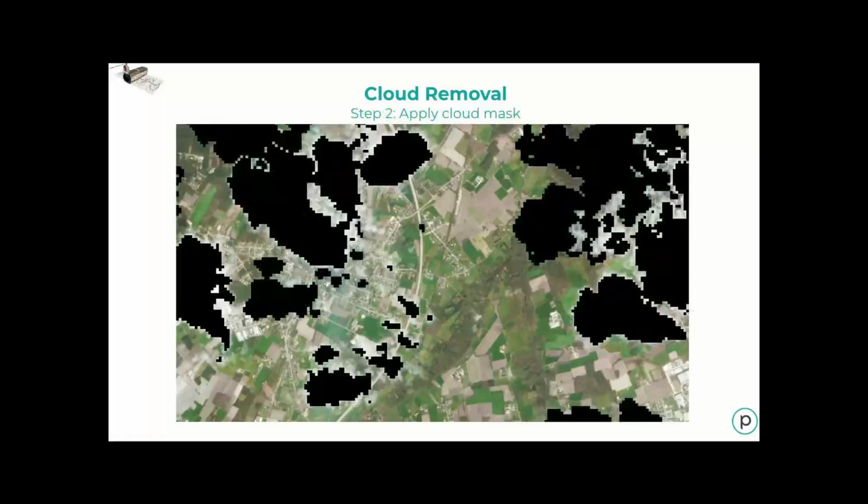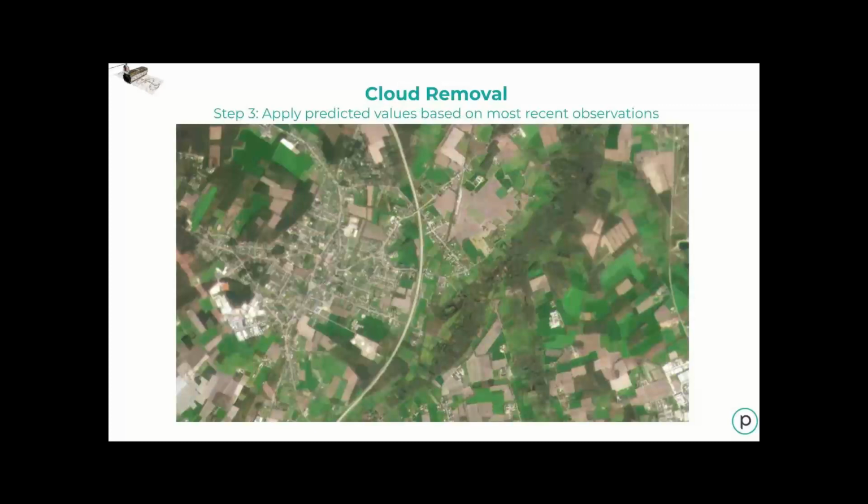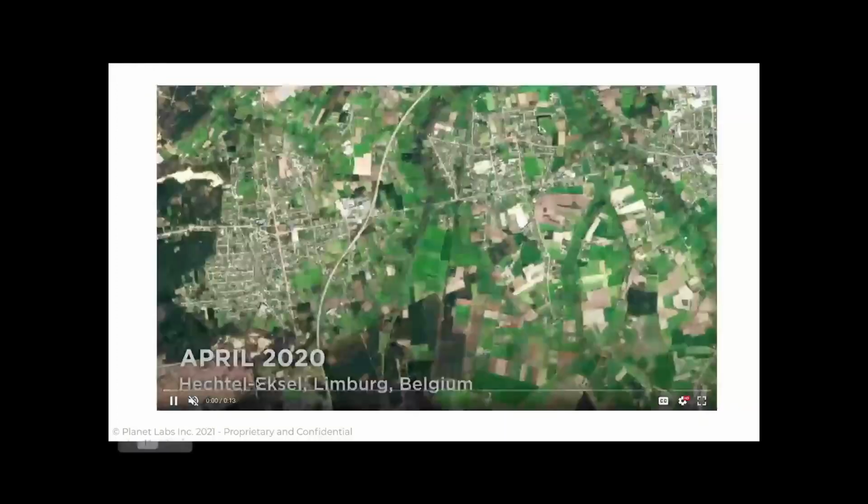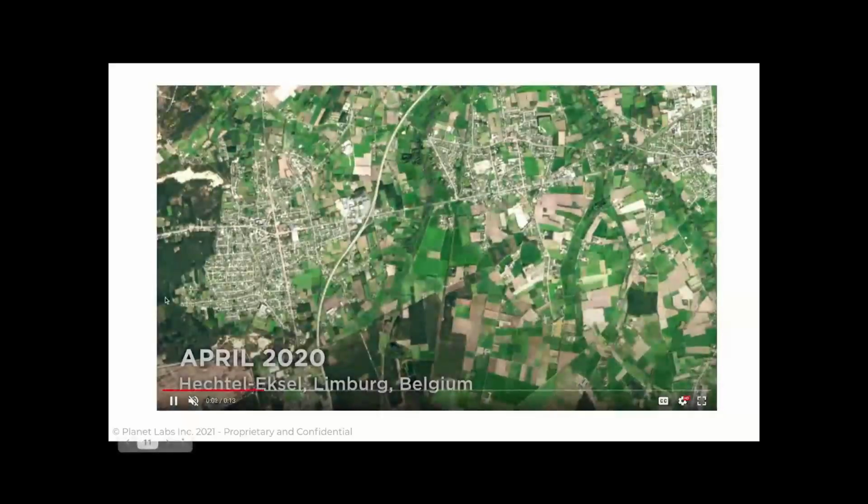This is an algorithm that automatically detects the clouds, and then we fill them out with predicted values. These predicted values are based on the most recent observations. So if we had a cloud-free image from yesterday or 2 days ago, then it is a decent assumption that the values today are going to be quite similar. So that is how we arrive at these observations. And here is an animation then again over Limburg throughout the year.